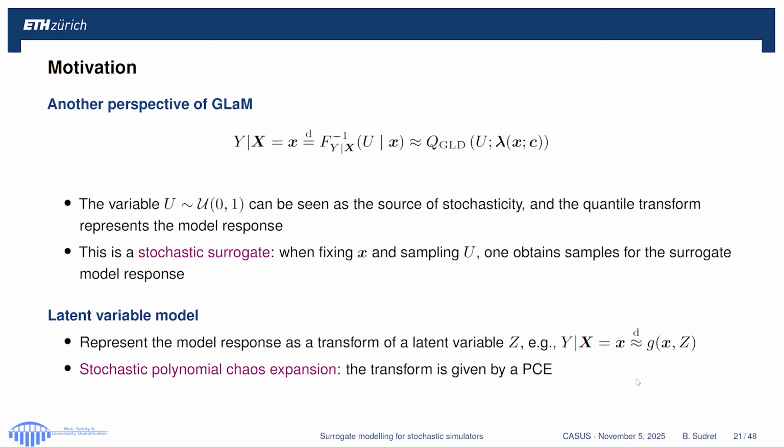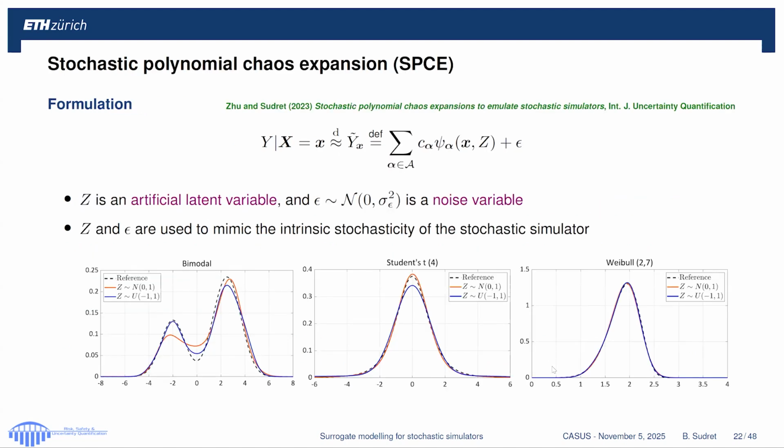So we can imagine doing the same here, that is, consider that the conditional random variable is equal in distribution to a mapping of a certain latent variable z. Of course, this mapping depends on each x. And then we'll try to identify this in a more general family of functions. And that's where we, again, use so-called polynomial chaos expansion. So the final formulation is given here, and all details are in this paper.